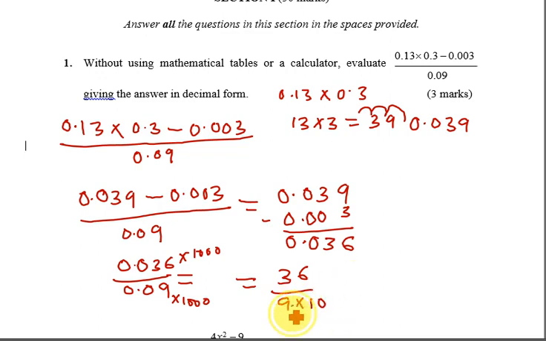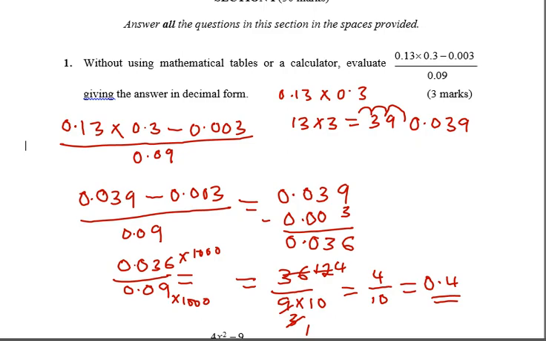So we can now cancel by 3. 36 divided by 3 gives us 12, and 9 divided by 3 gives us 3. So we can still cancel by 3, 12 by 3 gives 4. So we are going to have 4 divided by 10, which gives us 0.4. And this is the final answer.